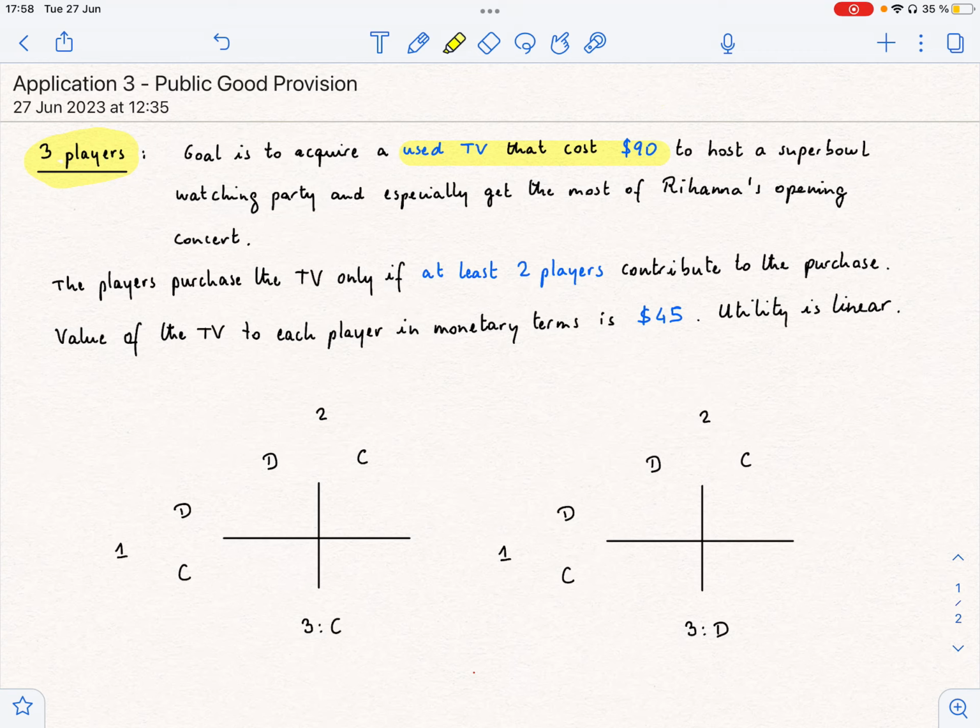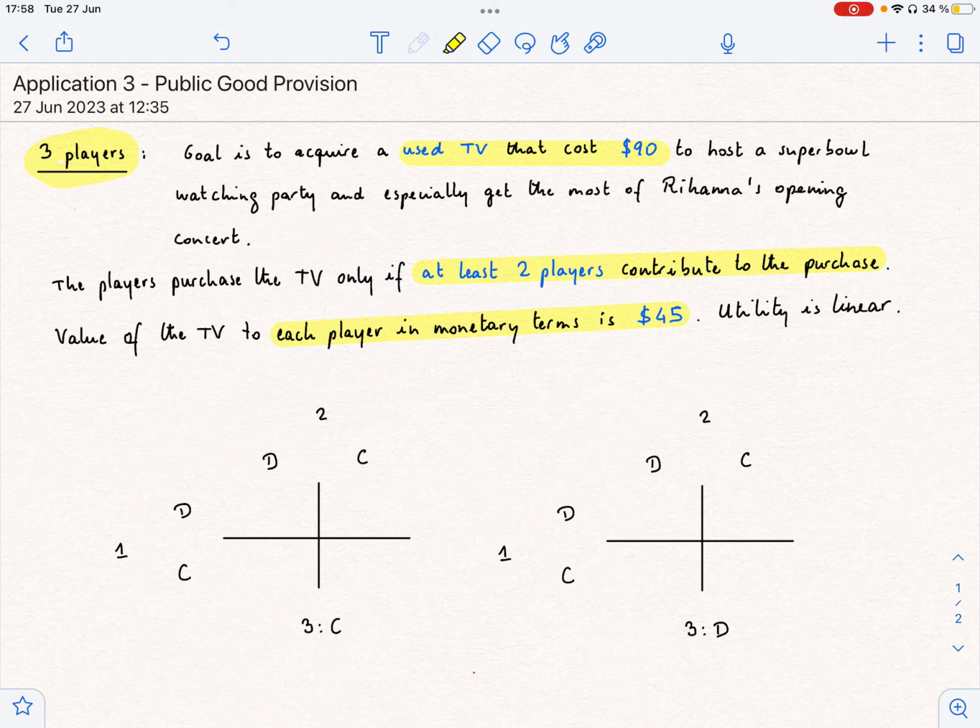So here, the players will purchase the TV as long as at least 2 players contribute to the purchase, right? So if 2 or 3 players contribute, they're going to buy the TV. If only 1 player contributes, they're not going to buy the TV. And all players are going to benefit. And the goal is to host a Super Bowl watching party, especially to get the most of Rihanna's opening concert. And so each player has a monetary utility of $45. Okay, so it's the idea that their benefit of acquiring the TV is evaluated at $45 each.